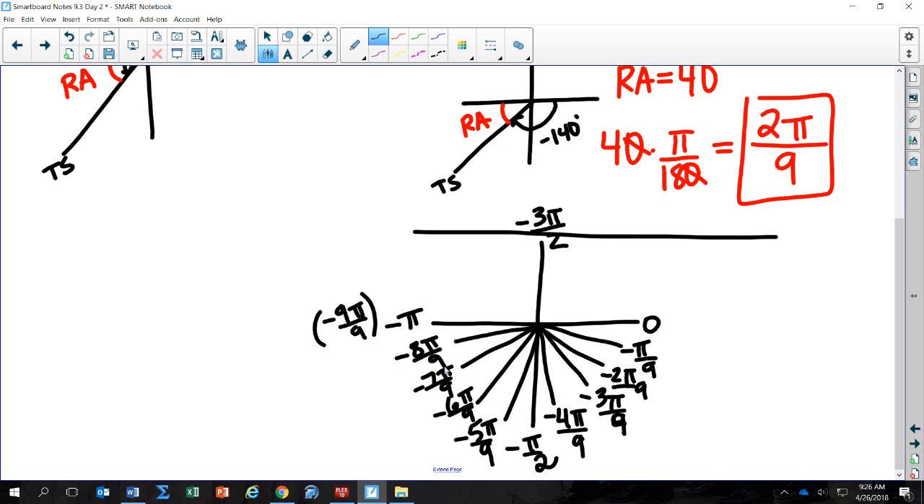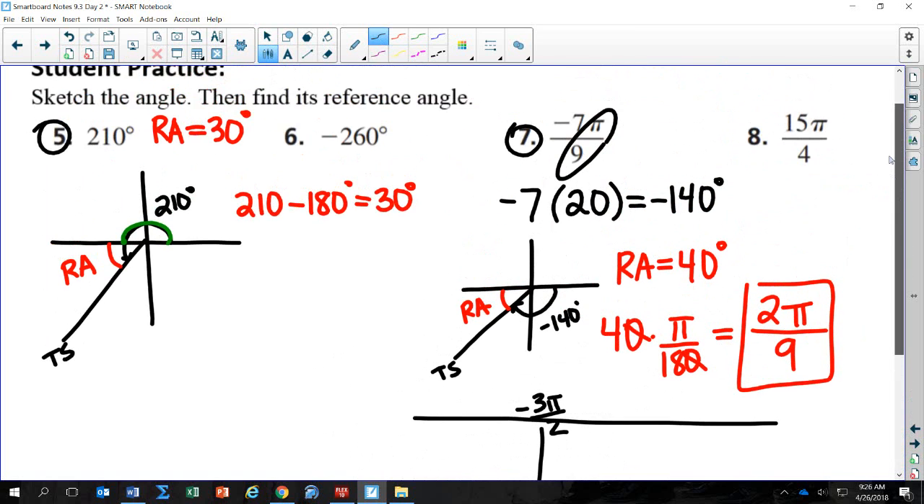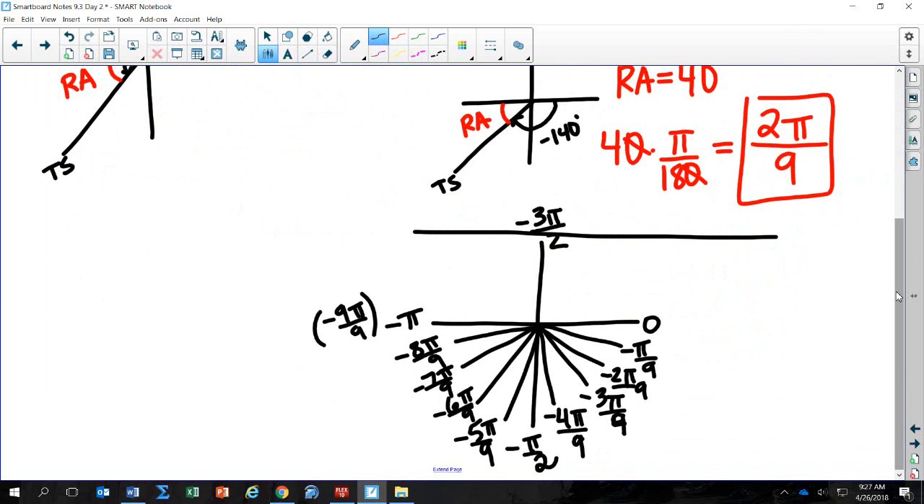So my original angle was what? Negative 7 pi/9. So I'm going this direction, and that's where my terminal side would be. This right here is your terminal side. Now thinking about the reference angle going from the terminal side to the x-axis, how many pi/9 chunks do you need for that reference angle? Well, you can see you have 1, 2. So there you would have a reference angle of 2 pi/9 still. Here's 2 of those pi/9 chunks.